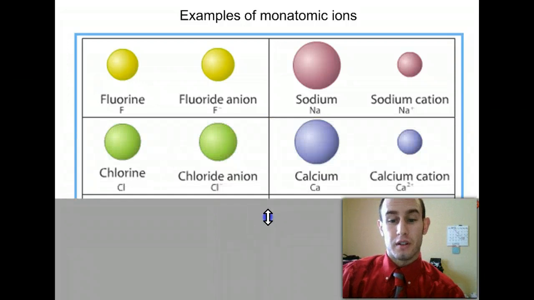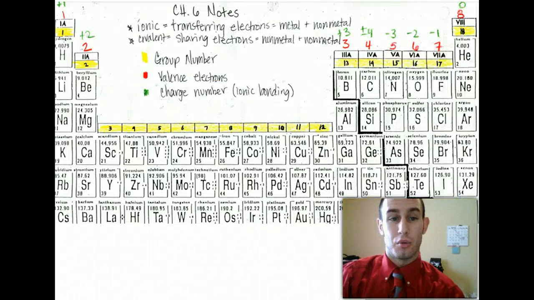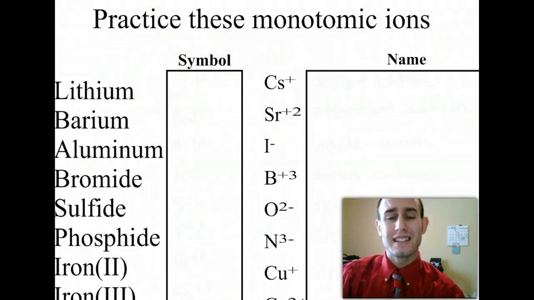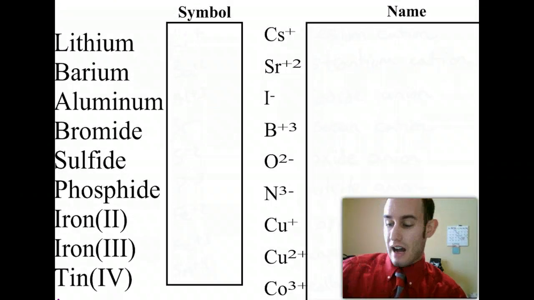Other examples here. Chlorine, it's another negative ion, an anion, so I'm going to drop the INE and I add IDE to the end. Calcium, positive +2 cation. I just write calcium cation. Pretty straightforward. Let's dive into some examples here. Practice with these monatomic ions.